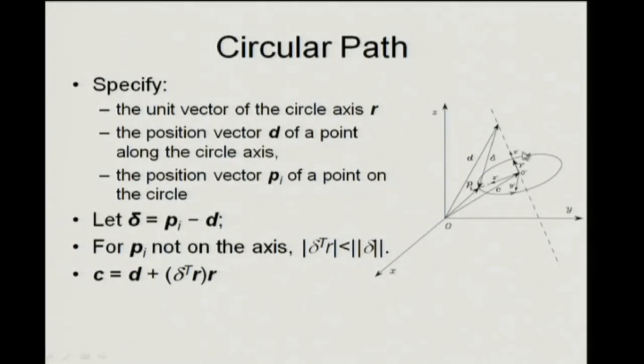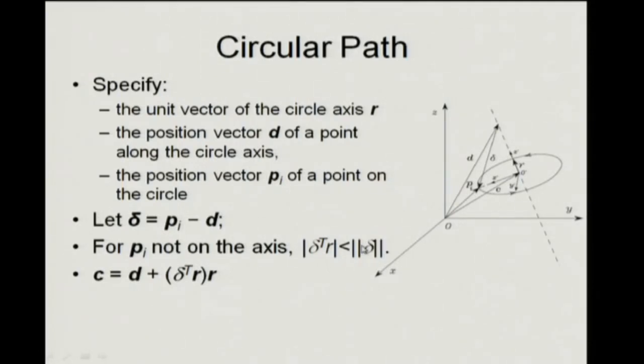You can define this delta as equal to Pi minus d, and once you do that, you can show that if this point Pi is not on the axis, that means it is not a degenerate circle which vanishes into a point, then delta transpose r is less than delta. Then C becomes d plus delta transpose r times r. Now, r is not the radius, right, the radius is rho. r is the direction cosine of the vector. So then you are defining the center. Once you have defined the coordinates of the center, the rest is quite trivial.